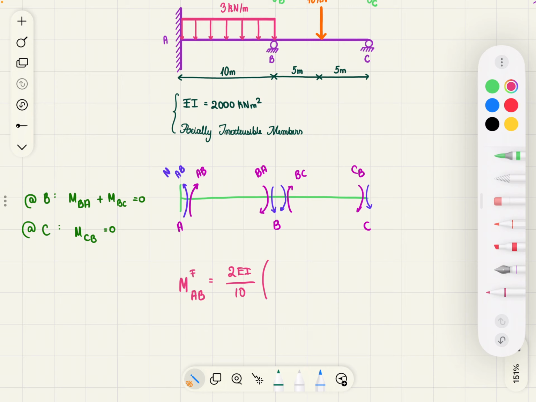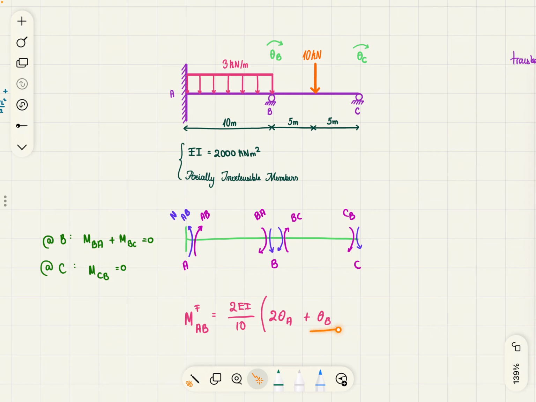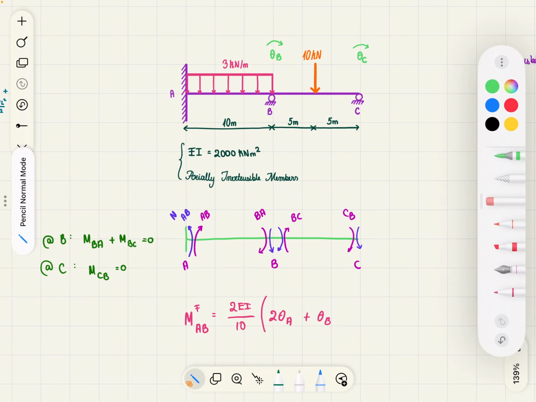Then in the bracket, you put 2 theta A plus theta B plus any translations you have in the y direction, that you then divide by 3. But we don't have any in the y direction, like we said earlier. So we can get rid of that. 2 theta A. Do we have any value of theta A? No, because we have a fixed support. So no value of theta A, we get rid of that. Do we have value of theta B? Yes. So you only really have theta B in the brackets.